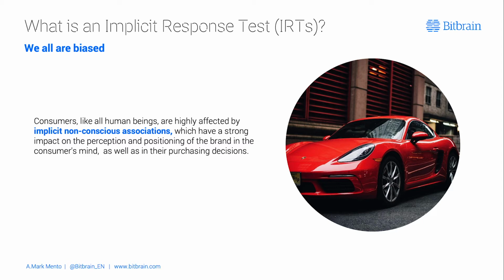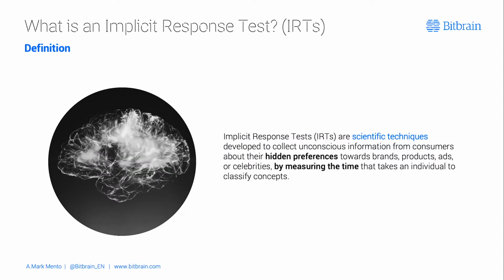Consumers, of course, are also highly affected by non-conscious associations, and these help explain brand perception and positioning of a brand in the consumer's mind, and therefore, they can help us predict purchasing preferences and shopping behavior. But how can we identify and measure something that is, by definition, non-conscious? Well, that's what an implicit response test does.